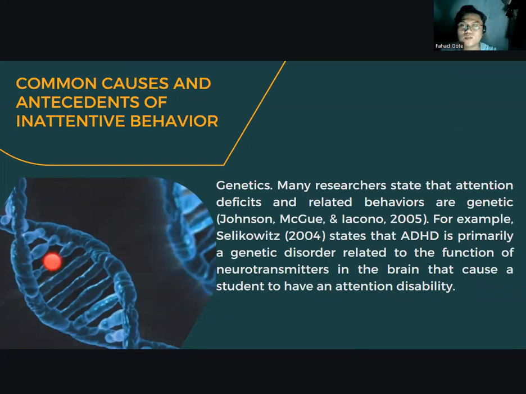First is genetics. So many researchers state that attention deficiencies and related behavior are genetic, according to Johnson, Macri, and O'Connor, 2005. For example, Civic Correct, 2004, states that ADHD is a primarily genetic disorder related to the functions of neurotransmitters in the brain that causes a student to have attention disability.